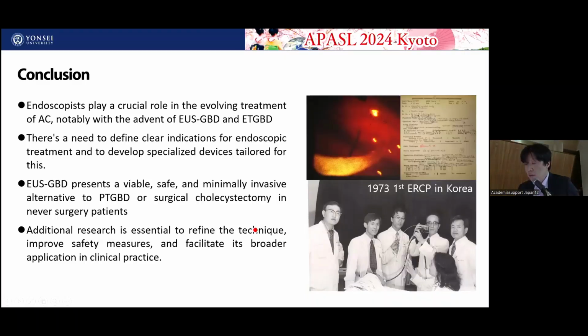So let's summarize my talk. Endoscopy plays a crucial role in the evolving treatment of acute cholecystitis, notably with the advent of EUS-GBD or ETGBD. We need a clear indication for EUS-GBD, and EUS-GBD presents a viable, safe, and minimally invasive alternative to PTGBD or surgical cholecystectomy in never-surgery patients. However, we need additional research. Thank you for your attention.